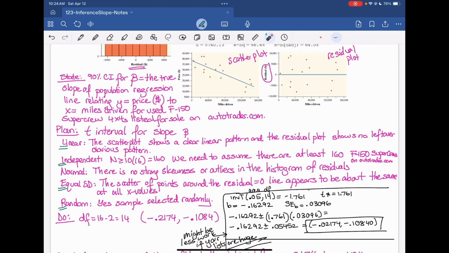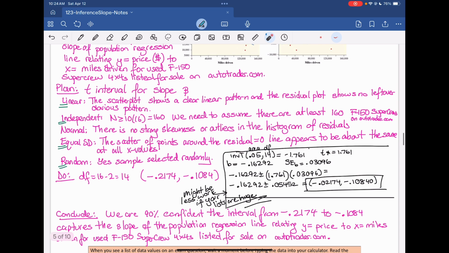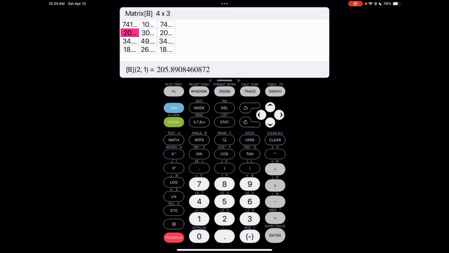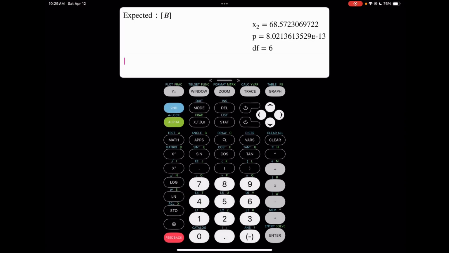And now our degrees of freedom is 16 minus 2, so 14. And we use the graphing calculator to find this if we choose to type these into the graphing calculator. And let me show you where to do that. I'm not going to do it that way, but I do want to show it to you in case you don't remember how to use the formula.